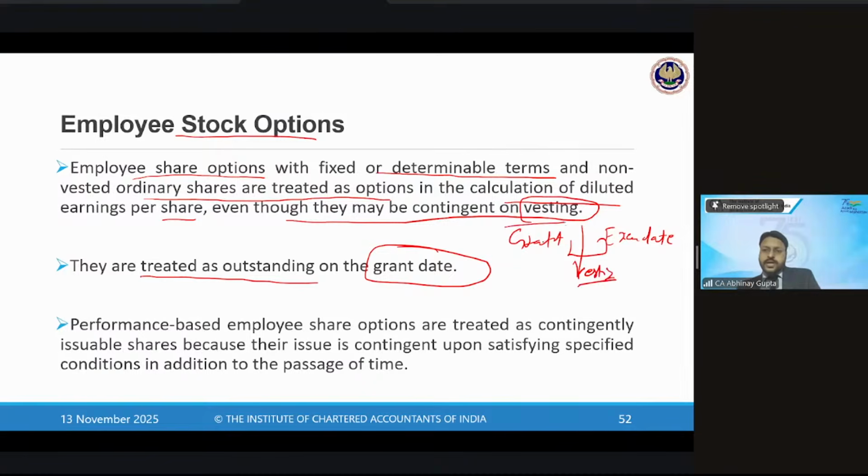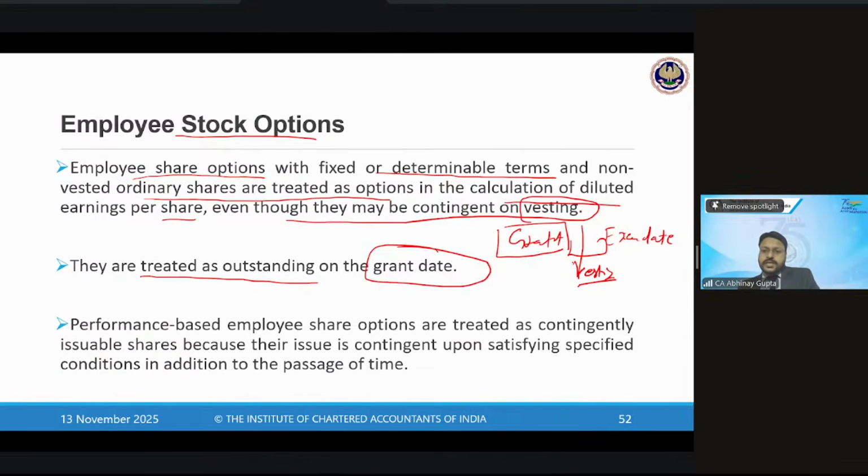So grant date means when the company communicates the ESOP plan to the employees and employees agree to that plan. So that is the grant date where both the parties agreed to this ESOP plan or have a shared understanding, right? So Ind AS 102 uses the word shared understanding, right?